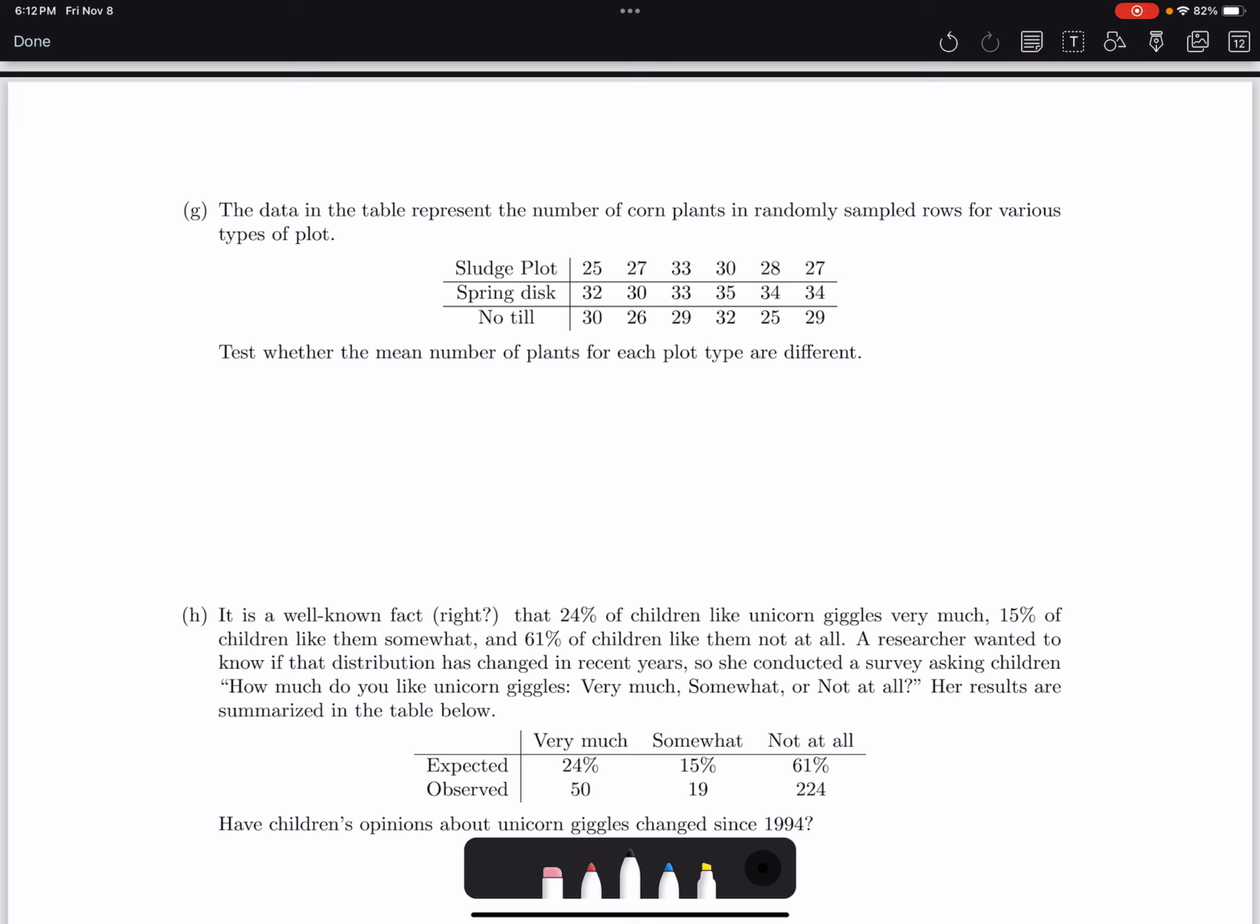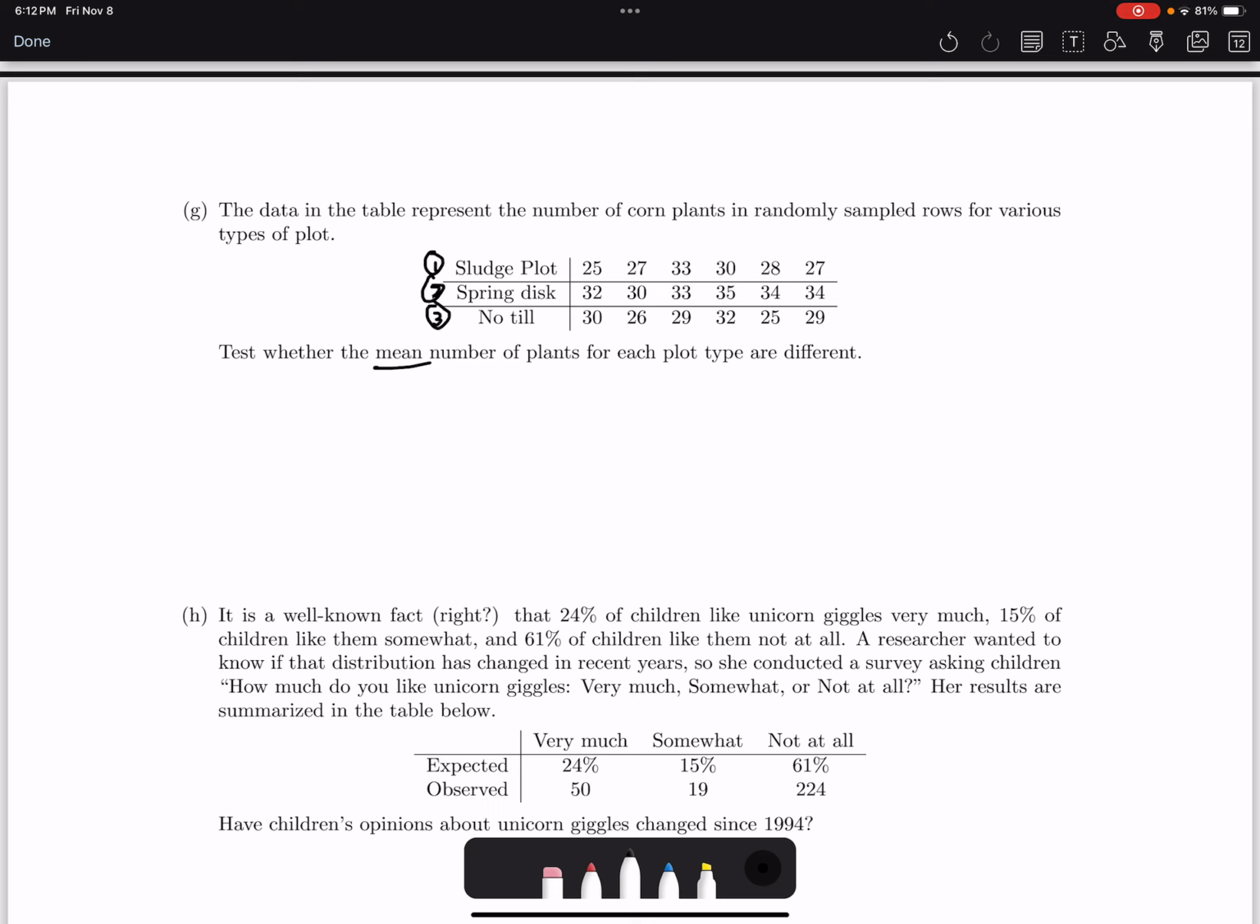Part G. The data in the table represent the number of corn plants in randomly sampled rows for various types of plot. We've got the sledge plot, spring disc, no-till. Test whether the mean number of plants for each plot type are different. Well, there it is. Blatantly, we're testing means. How many means? Well, we've got three different types of plot, so we're testing three means.